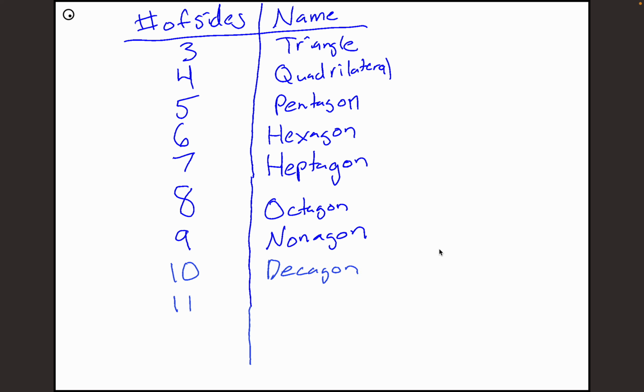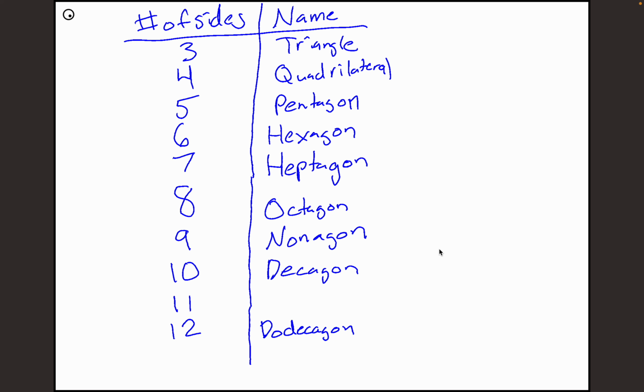Write 11, but we're skipping that. Because I said so. What about 12? What's this one? Dodecagon.